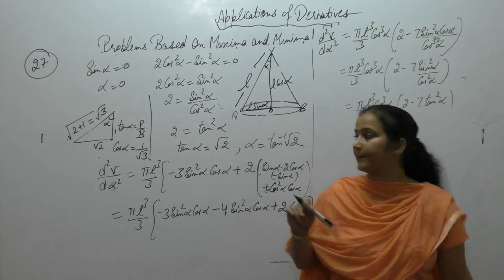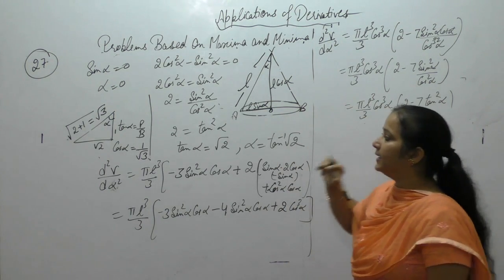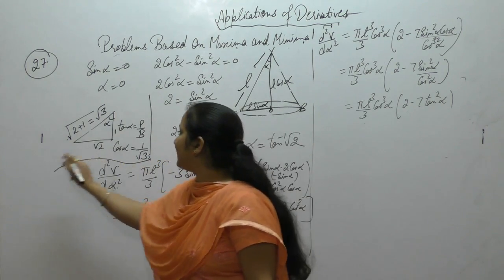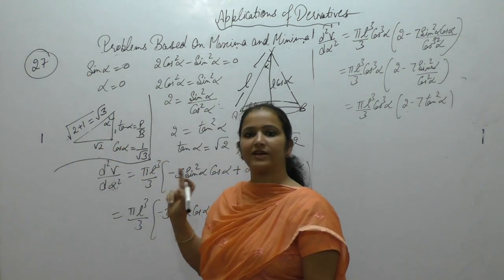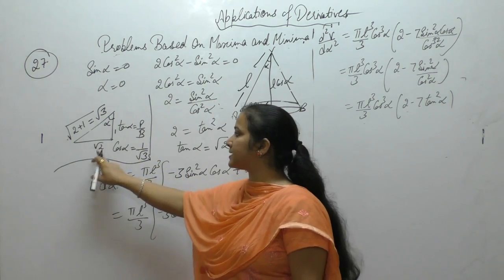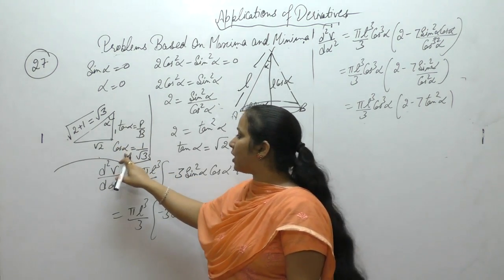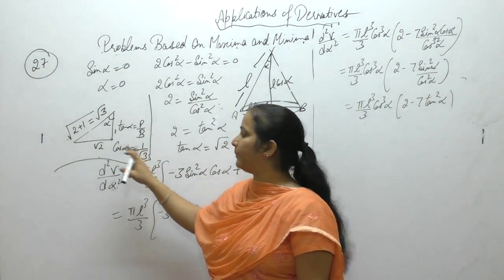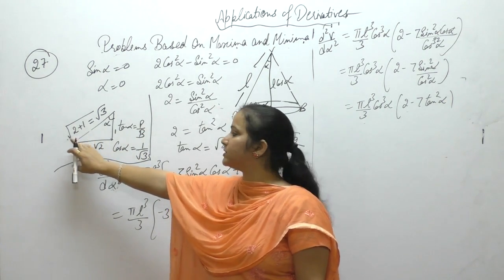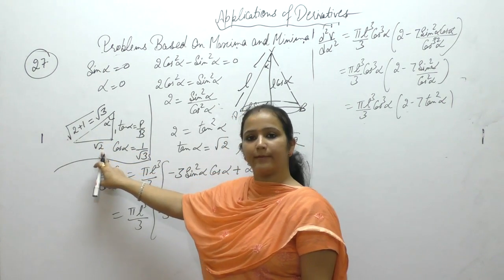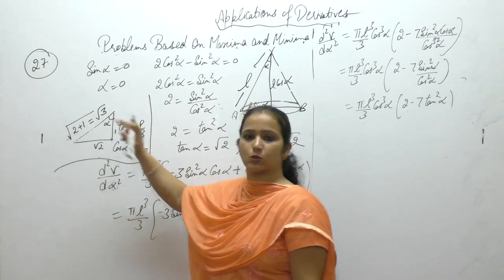Clear? कि यहाँ पे हमारे पास cos alpha की वैल्यू कैसे आई? हमारे पास क्या था? Tan alpha root 2 था. Tan alpha is perpendicular upon base. So base is 1. And cos alpha is base upon hypotenuse. Hypotenuse is equal to square root of perpendicular square plus base square.